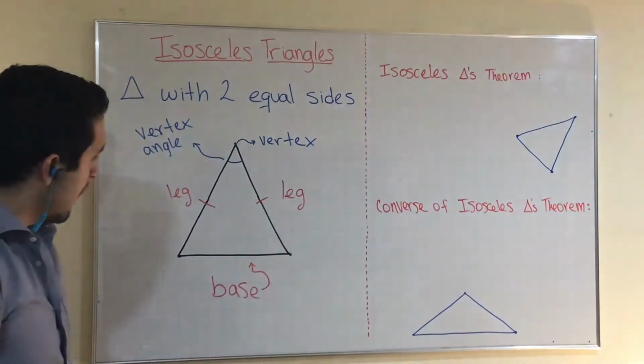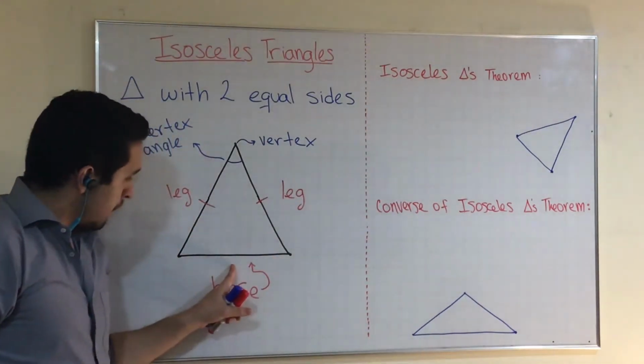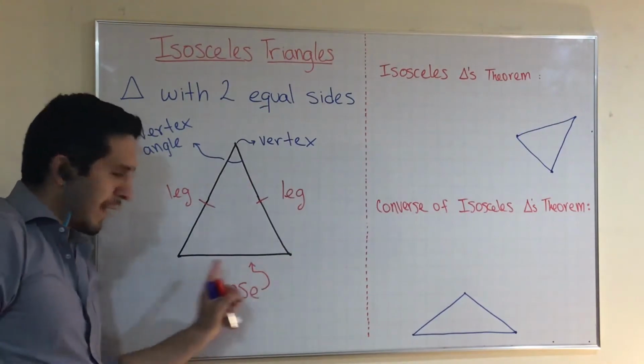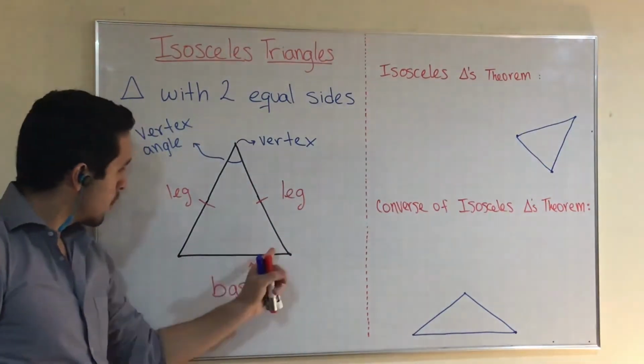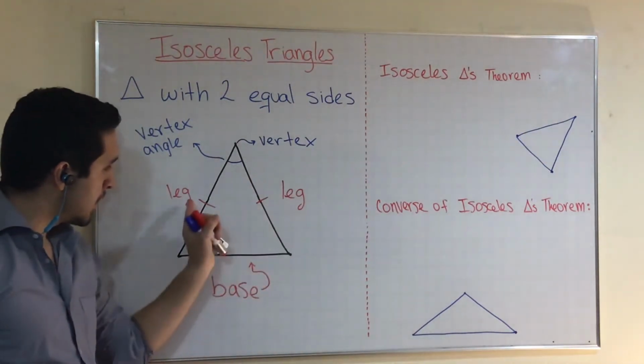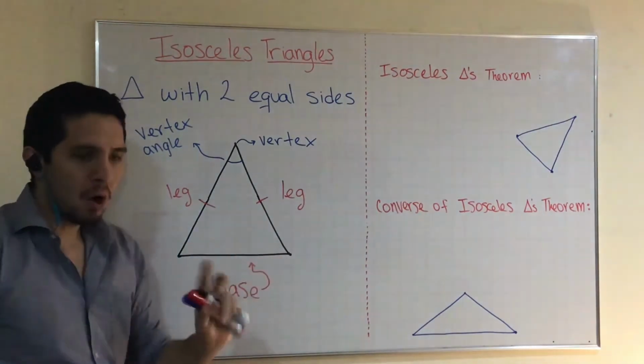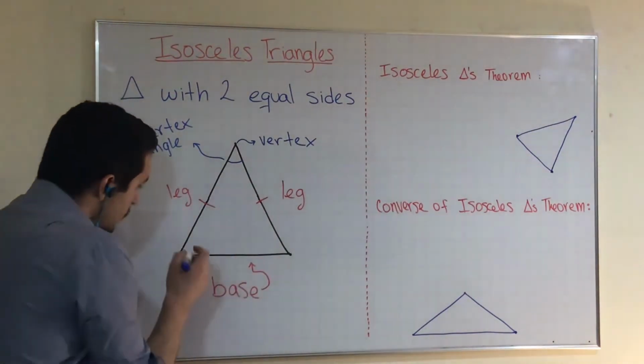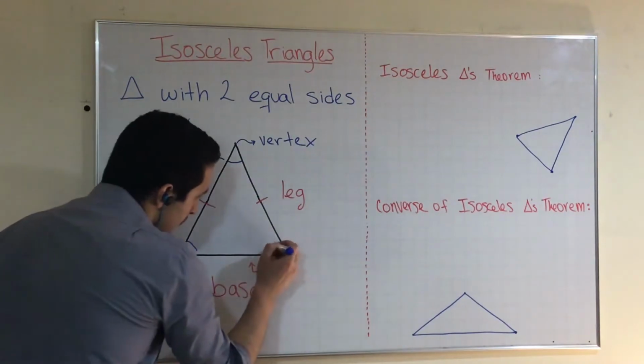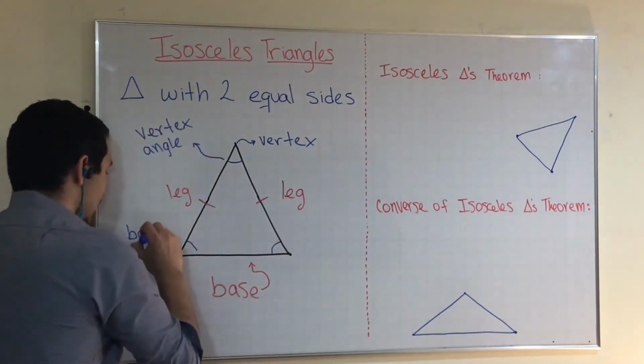All right? And this base connects two different angles. If you notice, these two angles are the opposite angles to the legs, always. These are going to be called base angles.